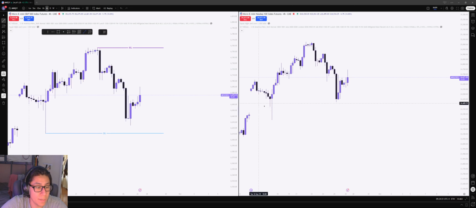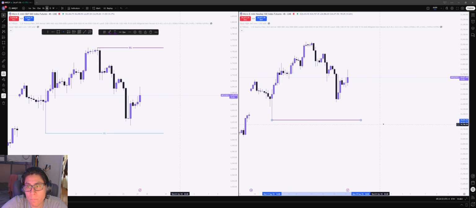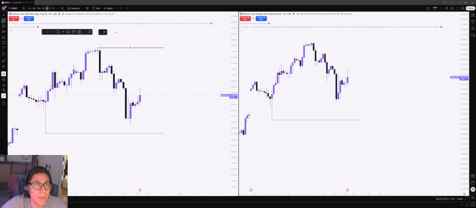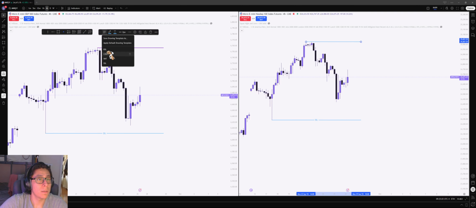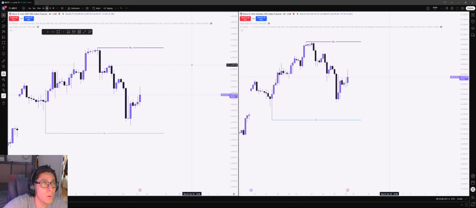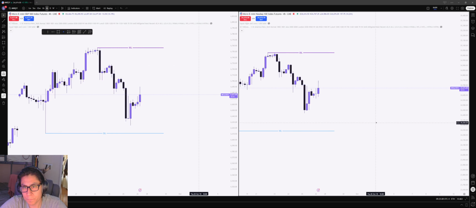And then similarly we have this also in MNQ. We have sell side liquidity, and then we have buy side liquidity sitting here. These are both in the 4 hours.